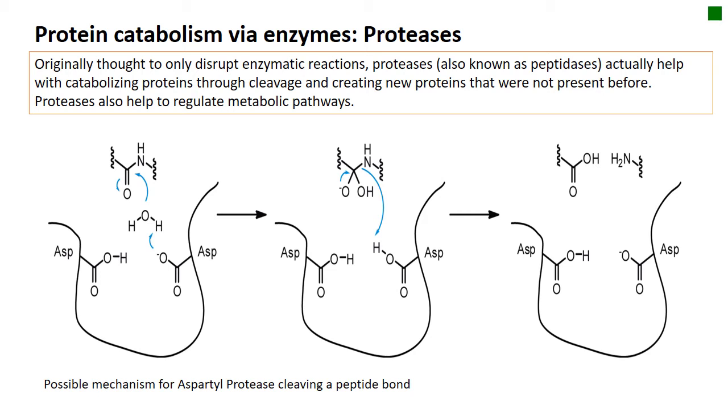So, for example, here is the possible mechanism for an aspartyl protease cleaving a peptide bond. Because many proteases are non-specific, they are highly regulated in the cells. Without regulation, proteases will destroy many essential proteins for physiological processes. One way the body regulates proteases is through protease inhibitors. Protease inhibitors can be other proteins, small peptides, or molecules. There are two types of protease inhibitors, the reversible and the irreversible.